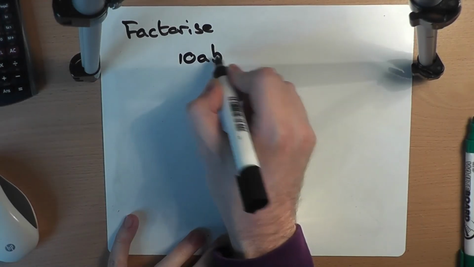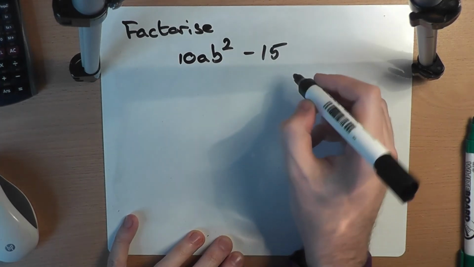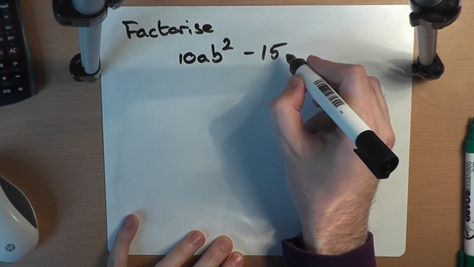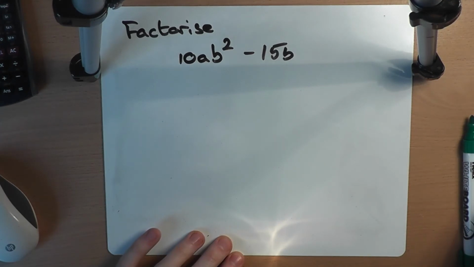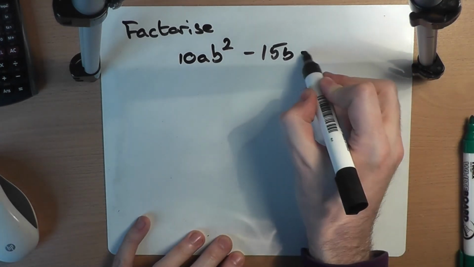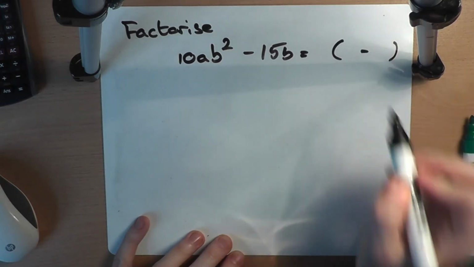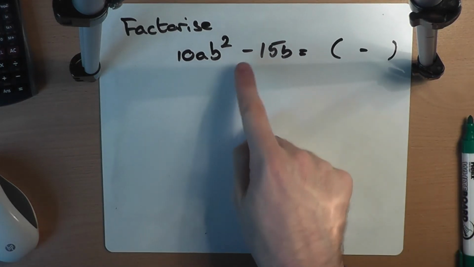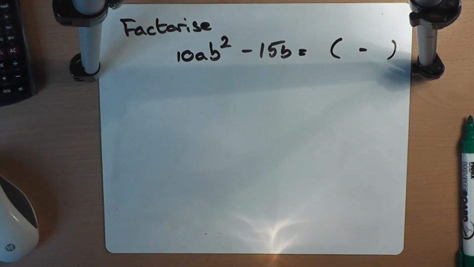Factorise 10ab squared minus 15b. A little bit more complicated because we've got quite a lot of stuff going on, but we can still set ourselves up with 2 blank brackets, and there'll probably be a minus in the middle this time because it's likely that that minus will give us a minus in there. We're going to go through the same process.